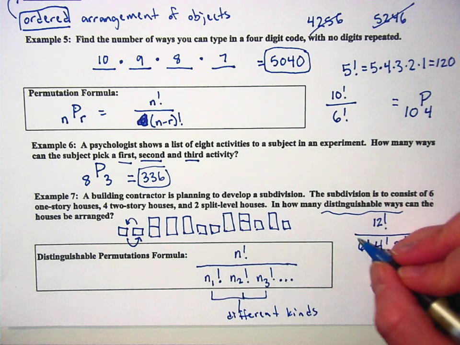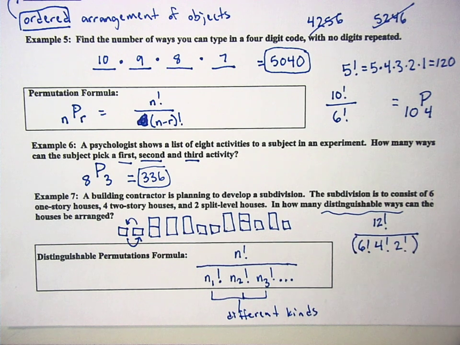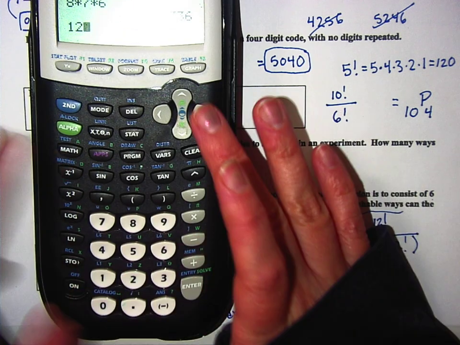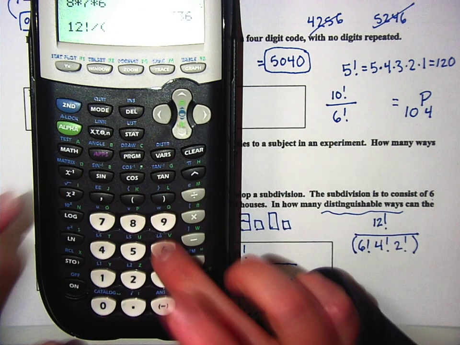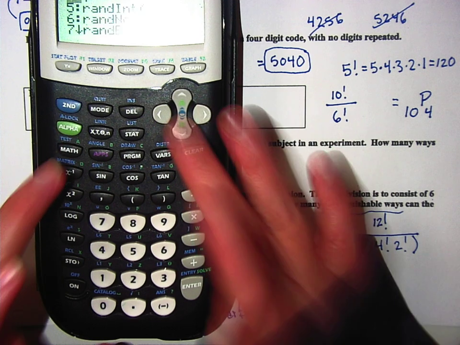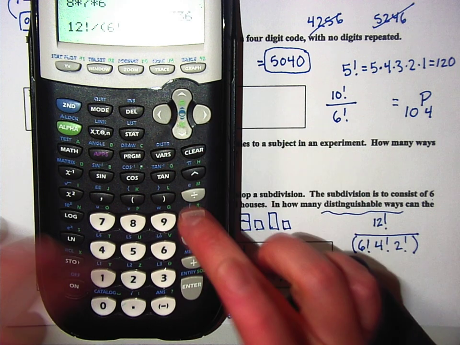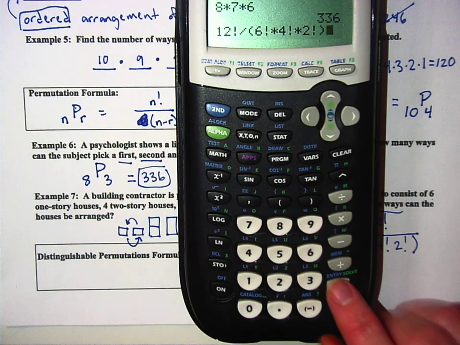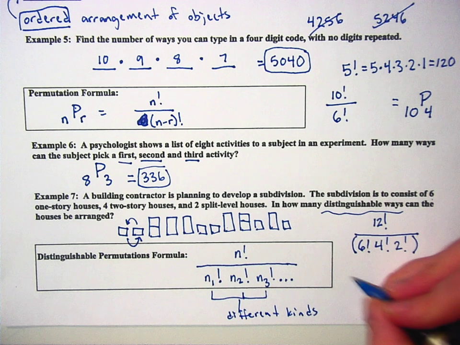So those are all like my different kinds that I'm dividing by. When you put this in your calculator, this one doesn't have like a fast thing like a permutation or a combination, so make sure you put parentheses around it. So go ahead and stop for a moment, pause the video, and use your calculator to do the same thing I'm doing and see if you get the same answer as I do. Make sure you use parentheses. Okay, 12 factorial divided by parentheses 6 factorial times 4 factorial times 2 factorial is 13,860 different ways.